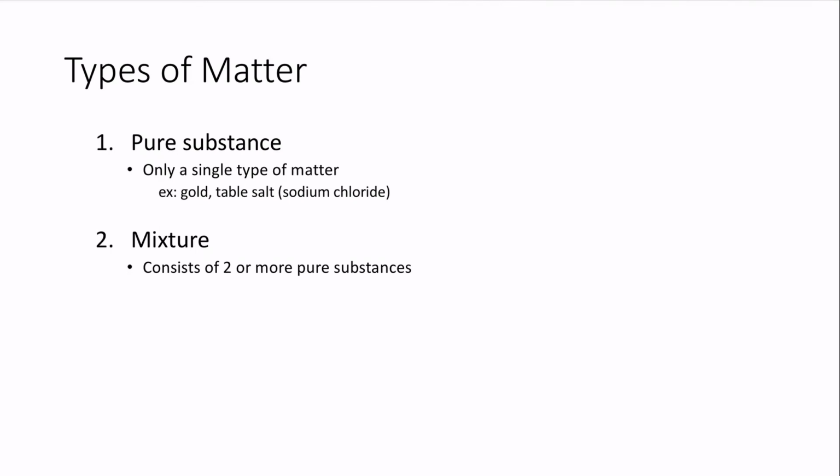The second category of matter is called mixture. Mixture is made of two or more pure substances. Just a couple examples here. When you mix salt and sugar together, it becomes a mixture. Air is also a mixture. And in the next few slides, we're going to explain why air is a mixture, and we'll look into the subcategories of matter. Let's first look at pure substance.